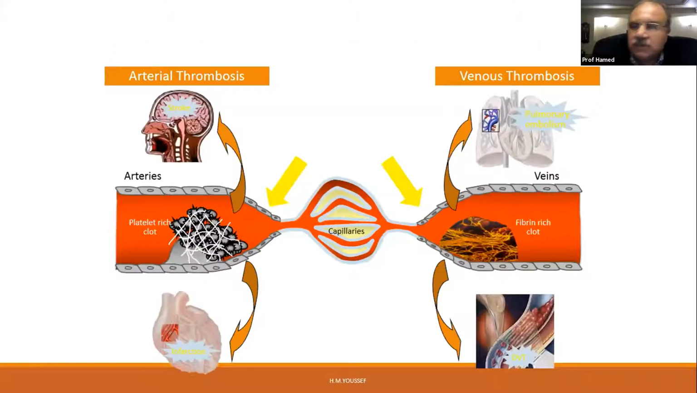The next question: what are the types of thrombosis? We have three types of thrombosis: arterial, venous, and mixed thrombus. The arterial thrombus is a platelet-rich thrombus. However, the venous thrombus is a fibrin-rich thrombus, and the mixed thrombus is a mix in between.